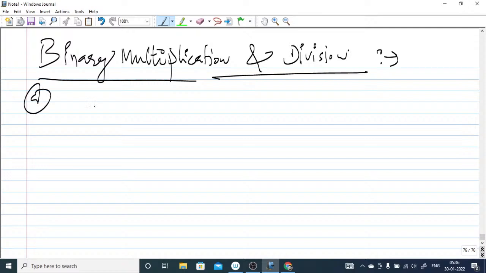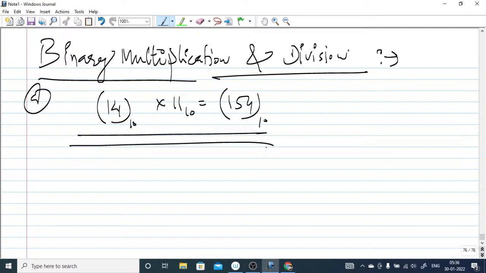So let us take 14 base 10, right? How to multiply these? So you will get 54 in the same base. This is how we multiply in the decimal case. But in case of binary format, suppose 1110, okay, and the multiplier is 1011, and these two binary numbers are multiplied.